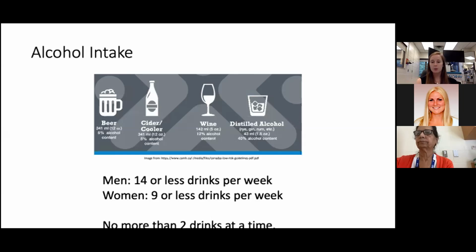Well, often we actually don't have a great gauge of what that is. A standard drink is 12 ounces of beer. That's a lot less than the standard big pint glass that you get at your local restaurant. Additionally, it's 5 ounces of wine, or again, 12 ounces of a cider or cooler. So just be mindful of your serving sizes, and when you go to restaurants or when you're eating or drinking at home, it's important to remember the different serving sizes.